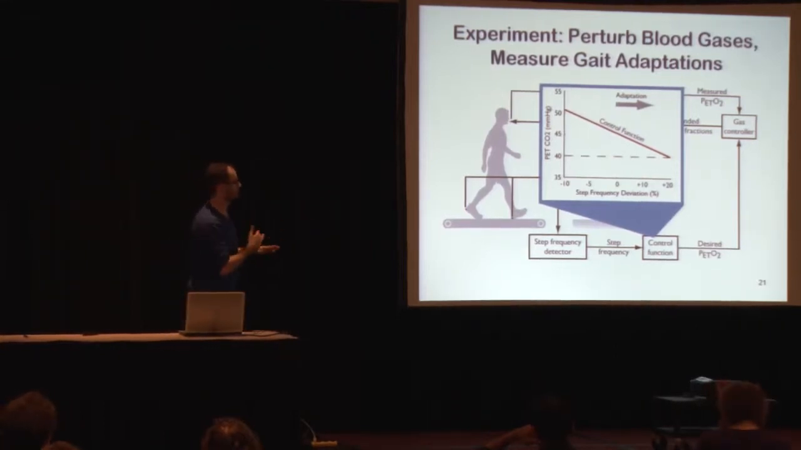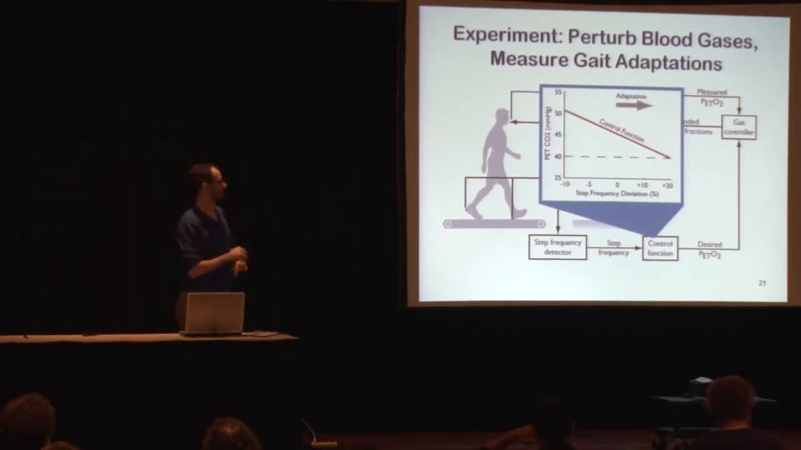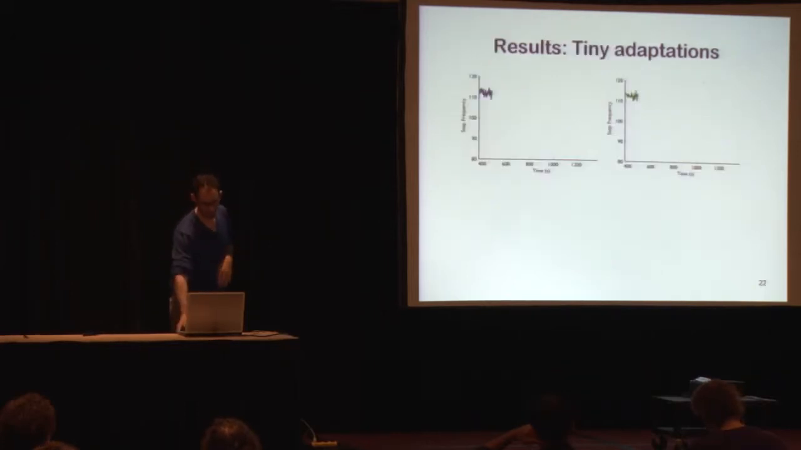Now we can also do this with oxygen. In fact, what we did is we tied them together just to reduce the number of trials. And so oxygen is going to vary with the opposite slope, just like it would if you were exercising. So when carbon dioxide goes down, oxygen goes up, at the same slope.